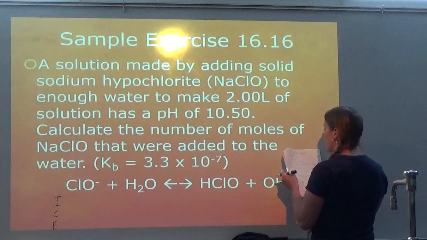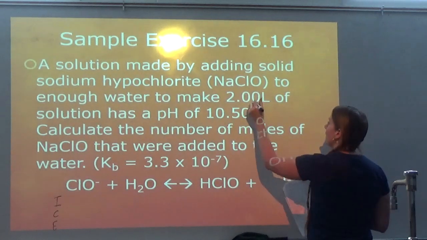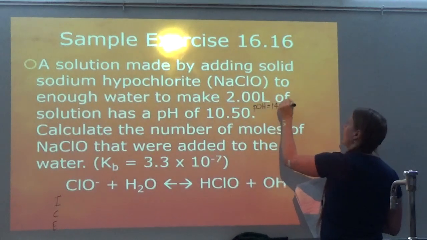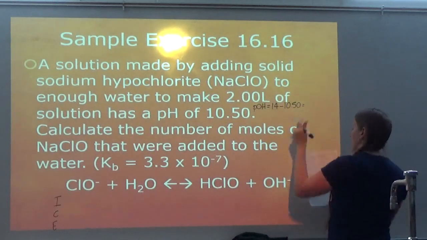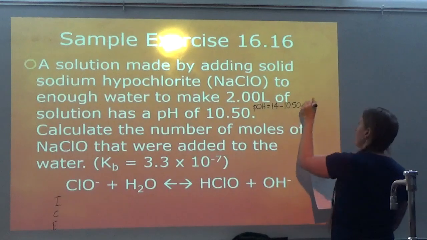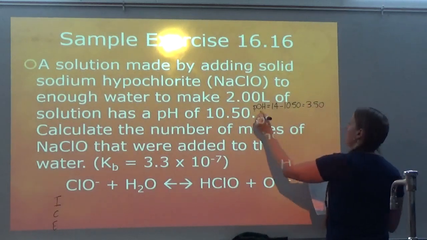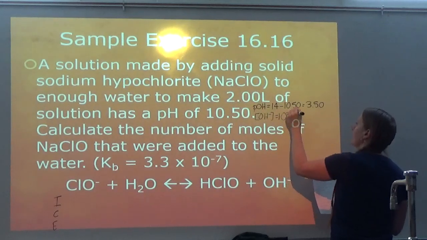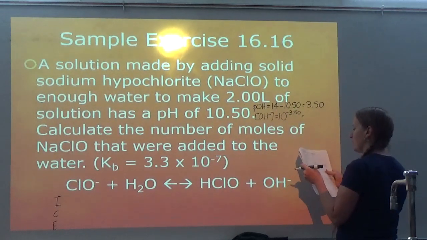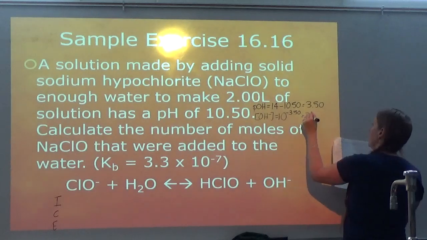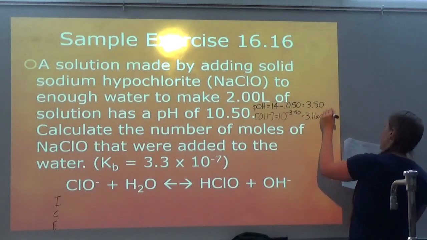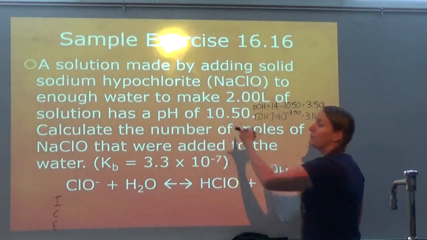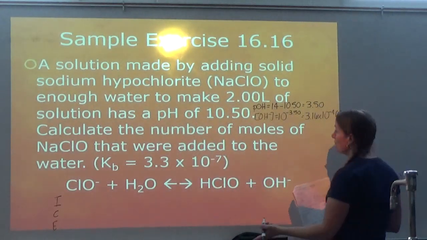So what I did was I went ahead and did pOH is 14 minus pH. And so I got 3.5. And then I said, okay, well, OH minus is 10 to the negative pOH, 10 to the negative 3.5. And I got 3.16 times 10 to the negative 4 molar. Okay, so remember, we said when they tell you pH, that is assumed in equilibrium.